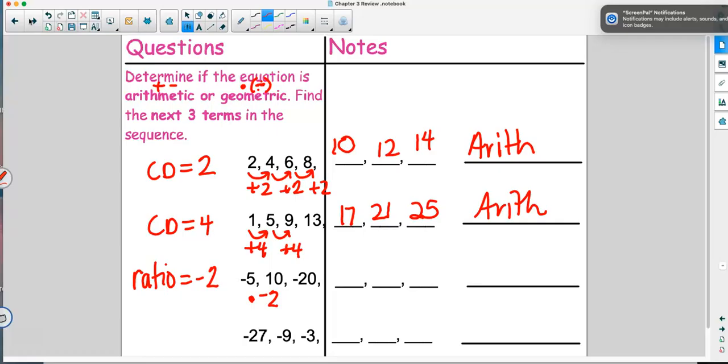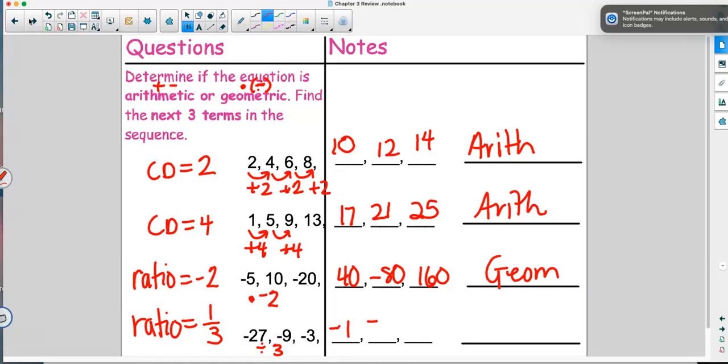And if we continue that, that is 40, -80, and 160. So this is a geometric sequence. And the last one, it's going down, but it looks like it's dividing by 3. Remember when we do our ratio, dividing by 3 is 1/3 because we have to write it as multiplication. So our next 3 terms would be -1, -1/3, and -1/9. And it's okay to do the decimal as well. And this is a geometric sequence.